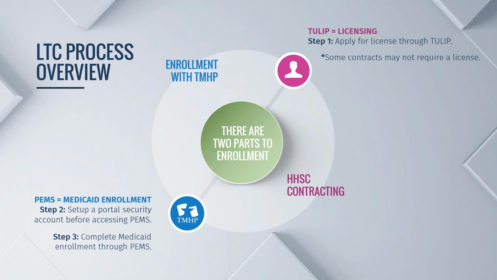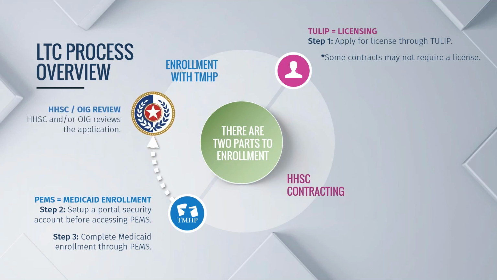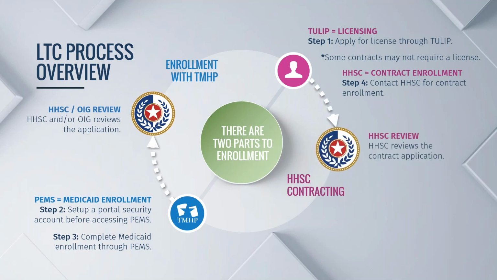Step 3. Complete your Medicaid enrollment through PEMS. Once you've submitted your application, HHSC and/or OIG will review it. Step 4. After your PEMS application is approved, you will need to contact HHSC for contract enrollment. The contract application will go to HHSC for review once it's completed.